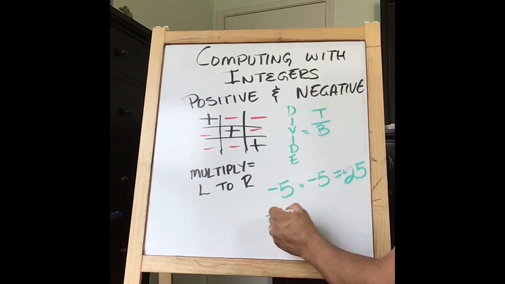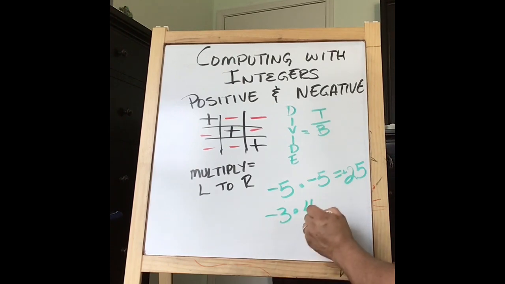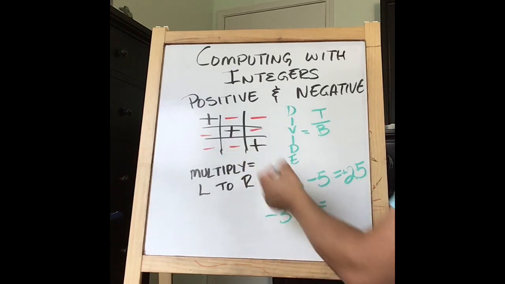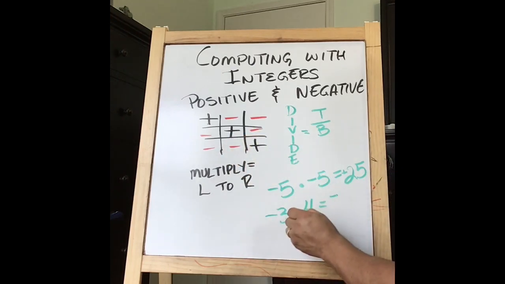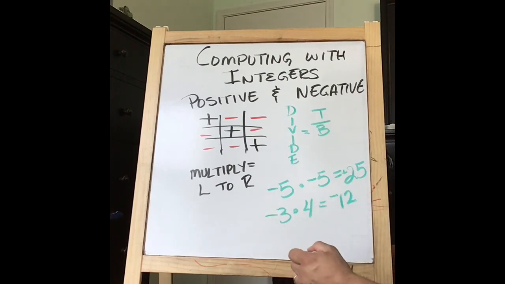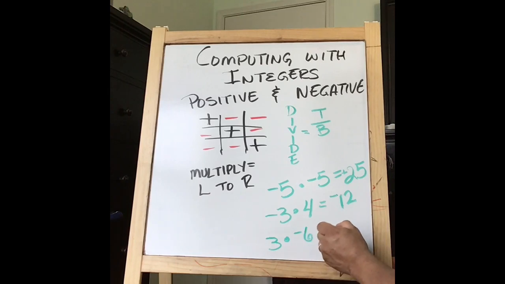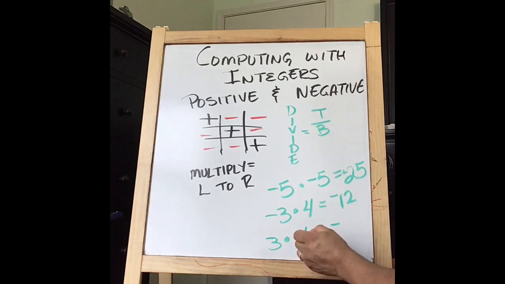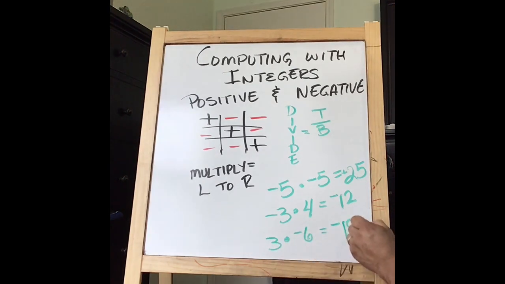Okay? If I had a negative 3 times a positive 4, negative times a positive, my answer should be negative. So what is 3 times 4? My answer is 12, but because there's a negative, it's negative 12. And again, if I had a positive times a negative, my answer becomes a negative, so my answer is negative 18. Okay? So again, very simple, very easy to use.